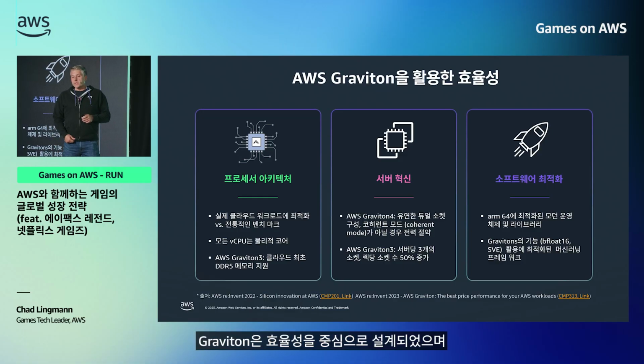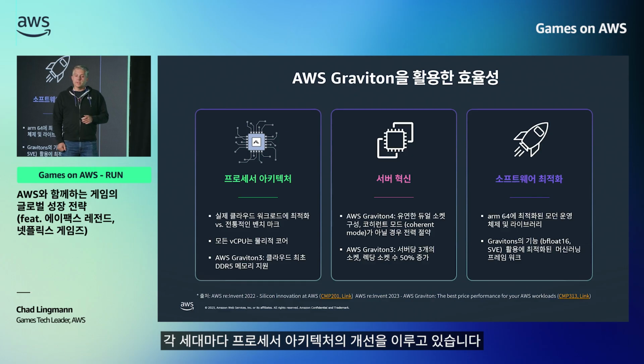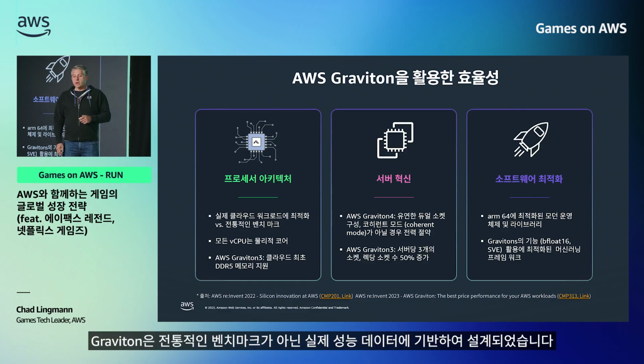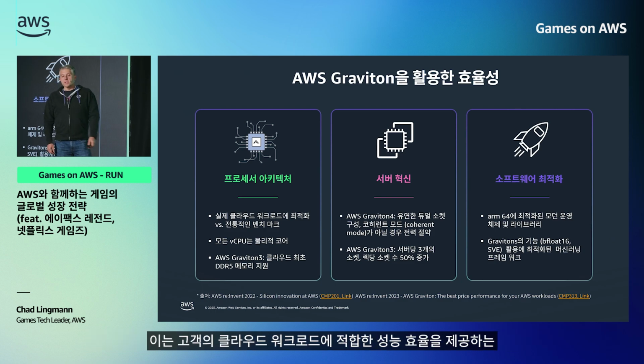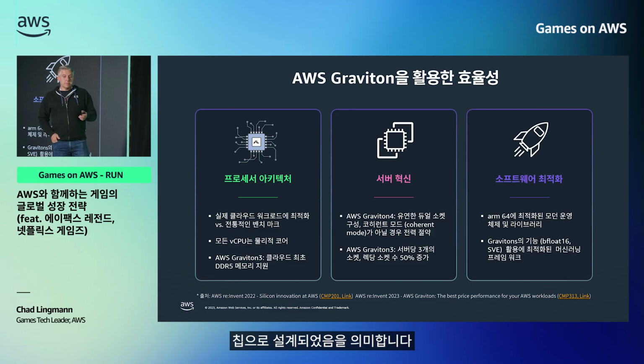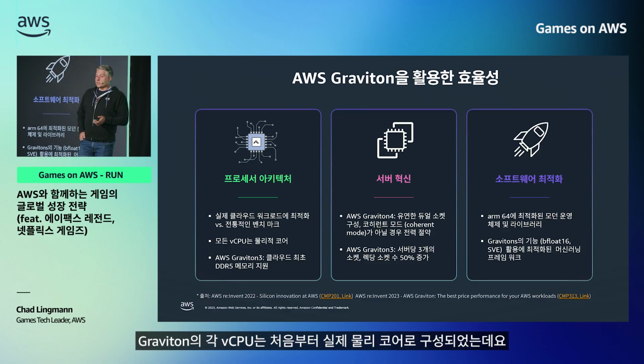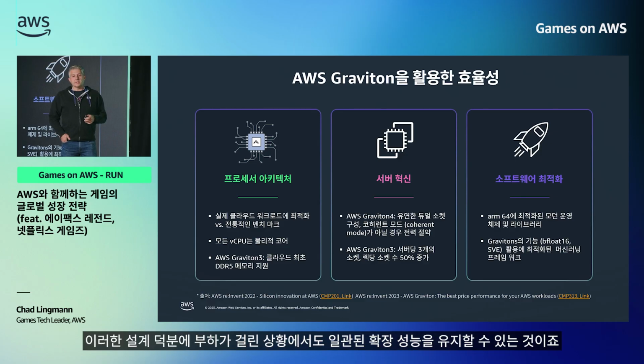Graviton is designed with efficiency in mind, with each generation deploying improvements in the processor architecture. Graviton is architected based on real-world performance instead of traditional benchmarks. This translates to chips that deliver performance efficiency for customers' cloud workloads instead of chip features that are not applicable. Since day one, each Graviton vCPU is a physical core. This design choice translates to scaling consistently even under load.